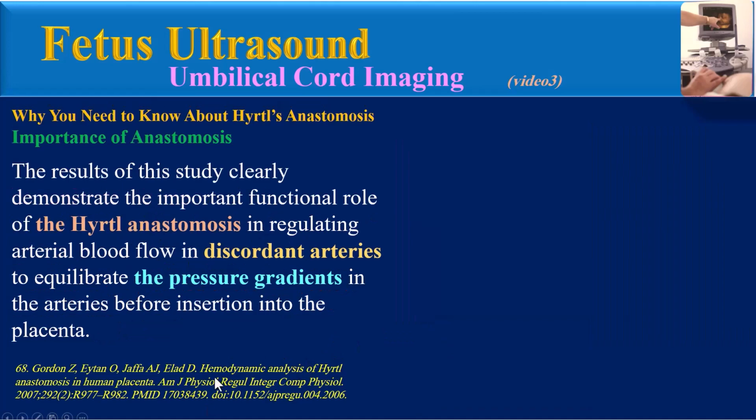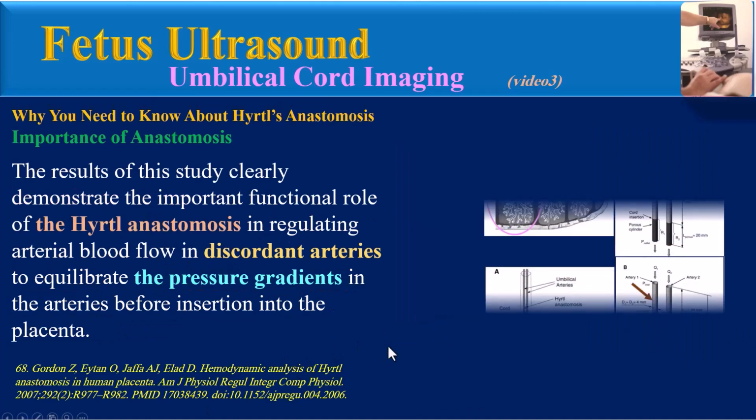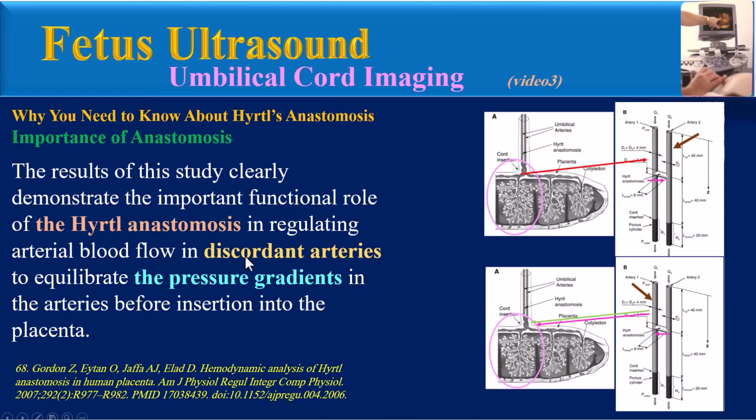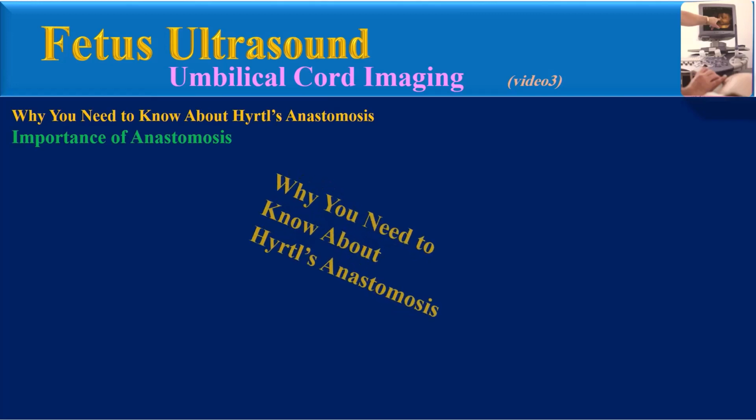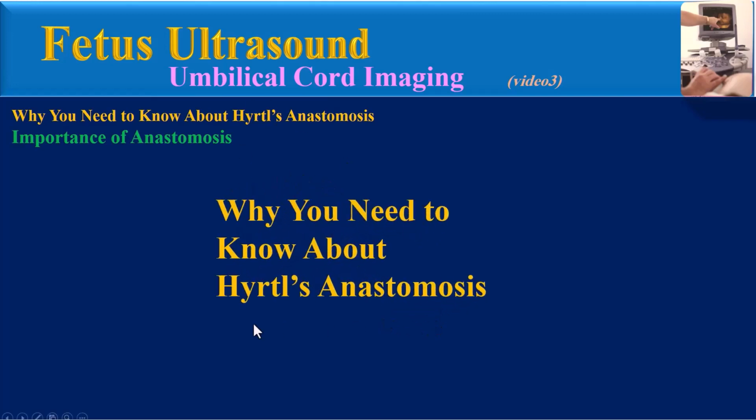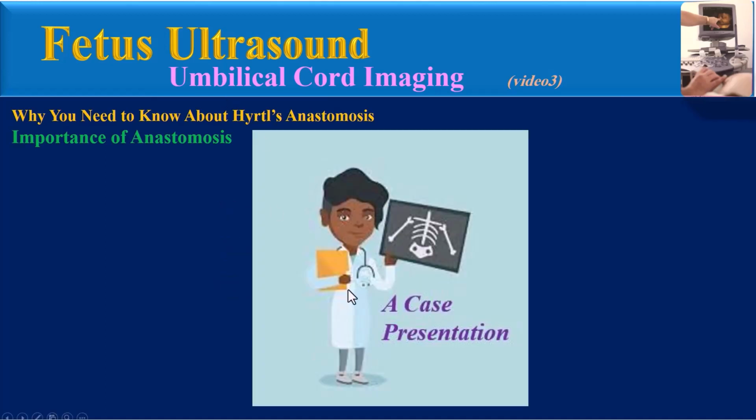The results of this study clearly demonstrate the important functional role of the Hyrtl anastomosis in regulating arterial blood flow in discordant arteries to equilibrate the pressure gradients in the arteries before insertion into the placenta. Now, please let's go back to our question. Why do you need to know about Hyrtl anastomosis in clinical practice? It's better to review a teaching case together.